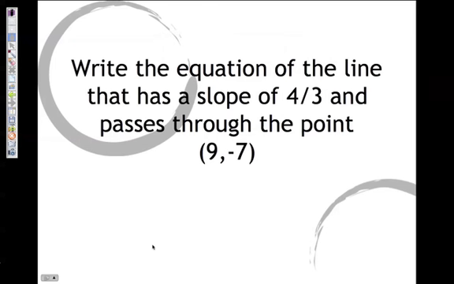So let's take a look at this problem. Write the equation of the line that has the slope of 4/3 and passes through the point 9, negative 7. So let's take a look at what we would do.